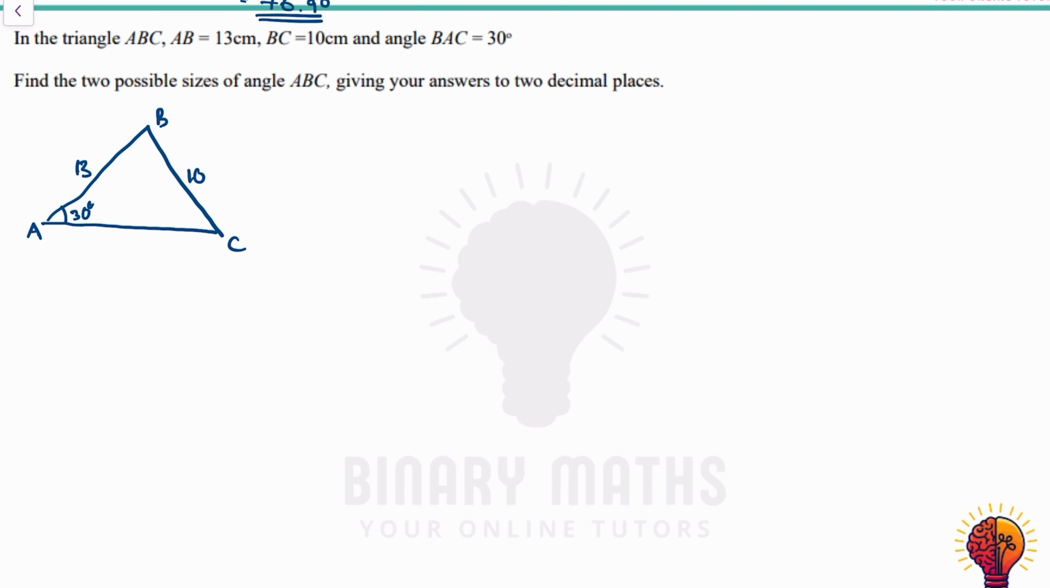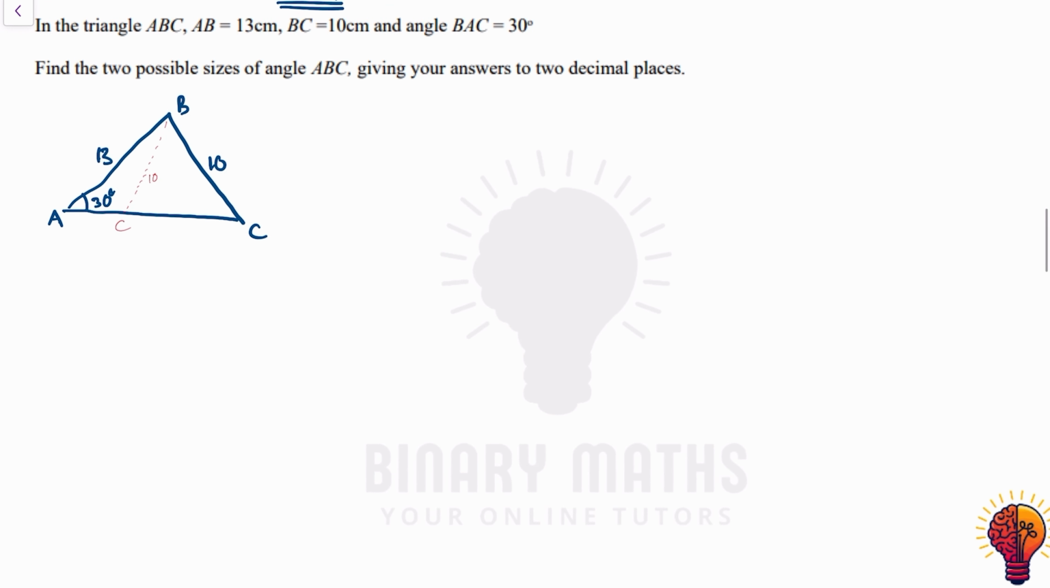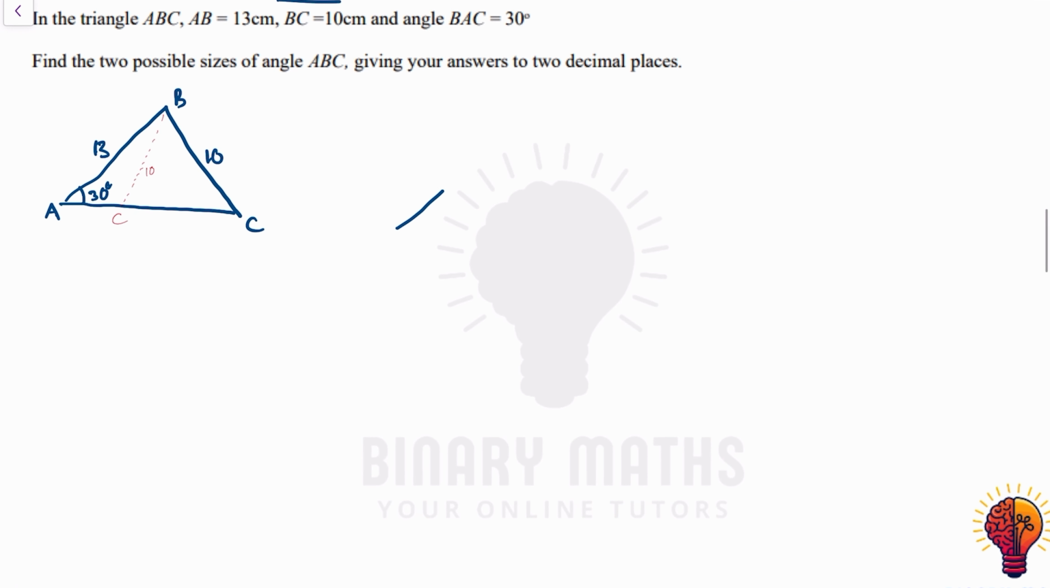But if I were to draw another triangle like this, where this is C now, and that is also 10, then I'd get a different triangle. So if I redraw this one, I can get a different triangle that satisfies the same conditions, which will look like this. So I've got A, B, and C, where A to B is still 13, B to C is 10, and the angle at A is 30 degrees.